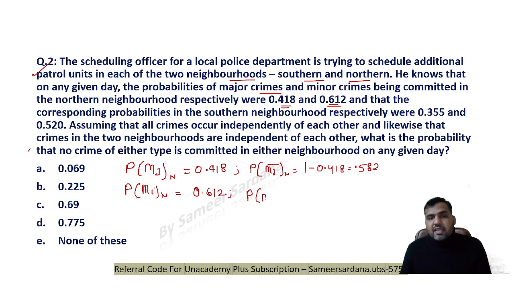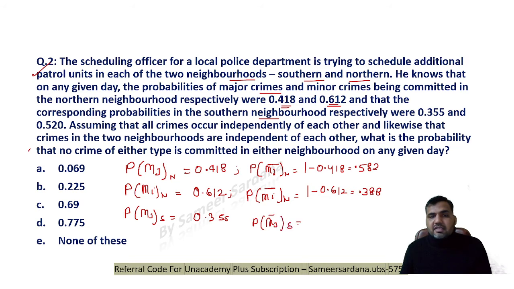So the probability that the minor crime is not happening in the northern region would be 1 minus 0.612, which is 0.388. It's clear? Okay. Similarly, it's given that the probability of major crime in the southern region is 0.355. So the probability of major crime not happening in the southern region would be 1 minus 0.355, which is 0.645.